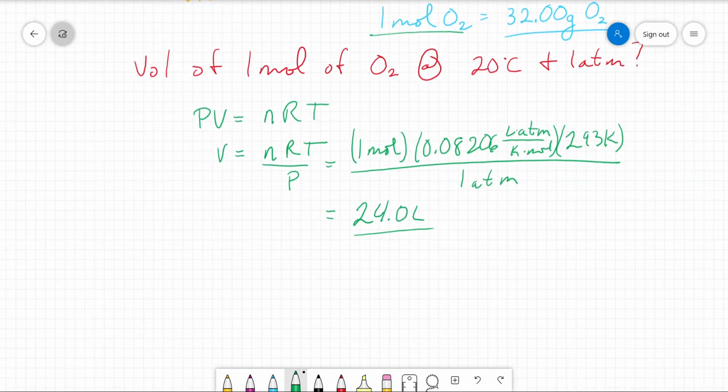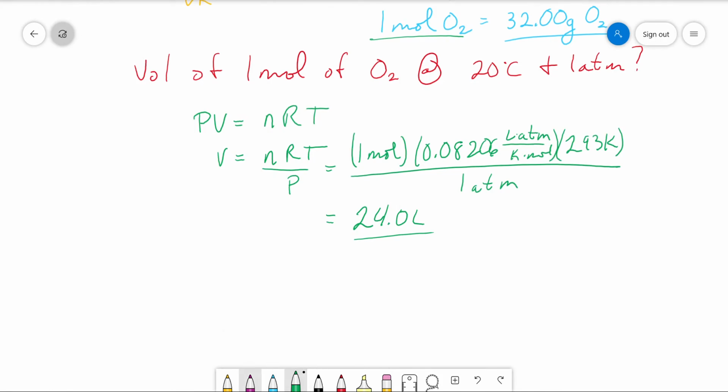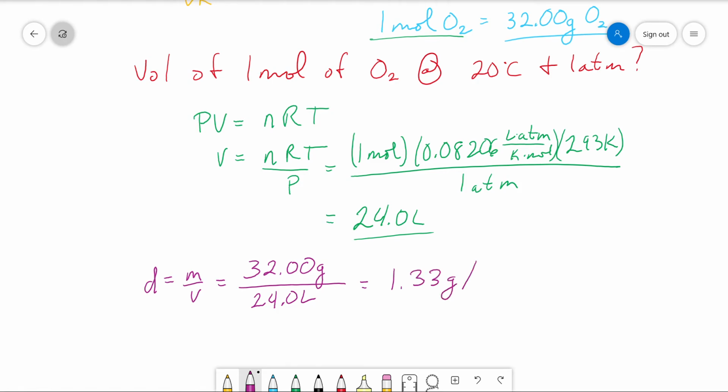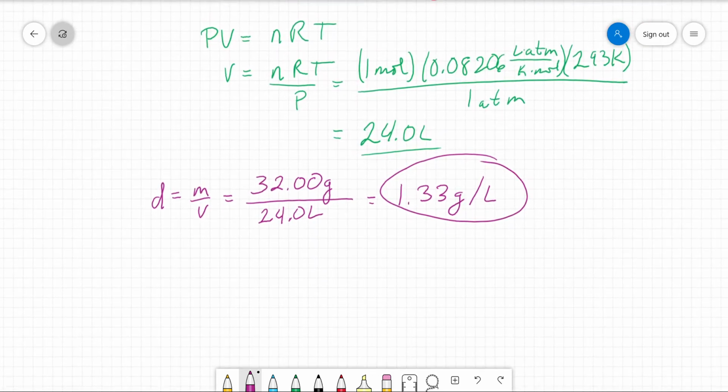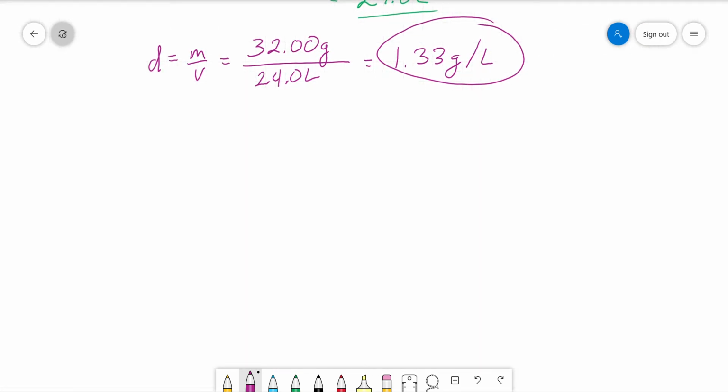Okay. Now we have our mass and our volume. All we have to do is plug them in. D is equal to M over V, our mass. And remember, we know the mass of 1 mole from the molar mass is 32.00 grams. The volume of 1 mole we just calculated as 24.0 liters. And that gives us 1.33 grams per liter. No special equations needed. Okay, that is way easier than trying to memorize a stinking equation. Just figure out the volume and the mass of a mole. All right, next problem, same idea.